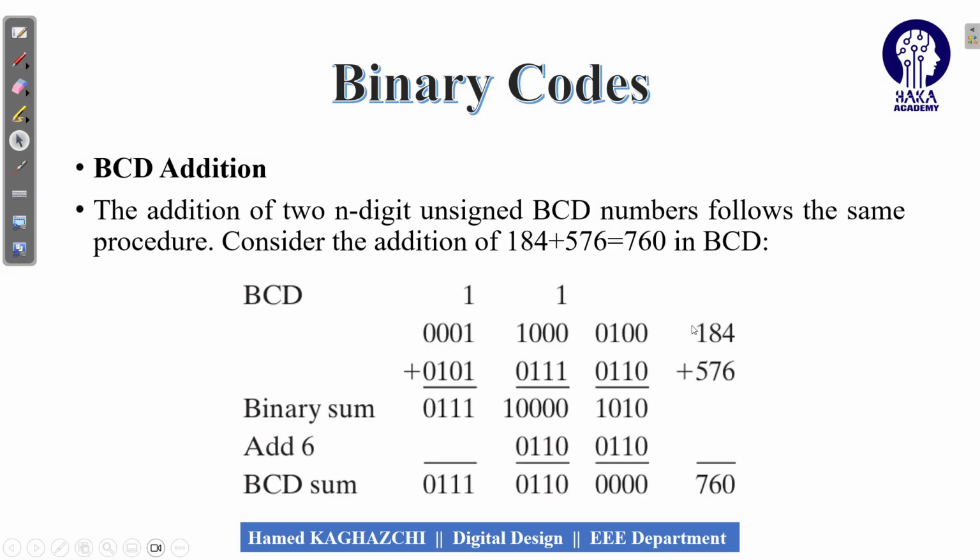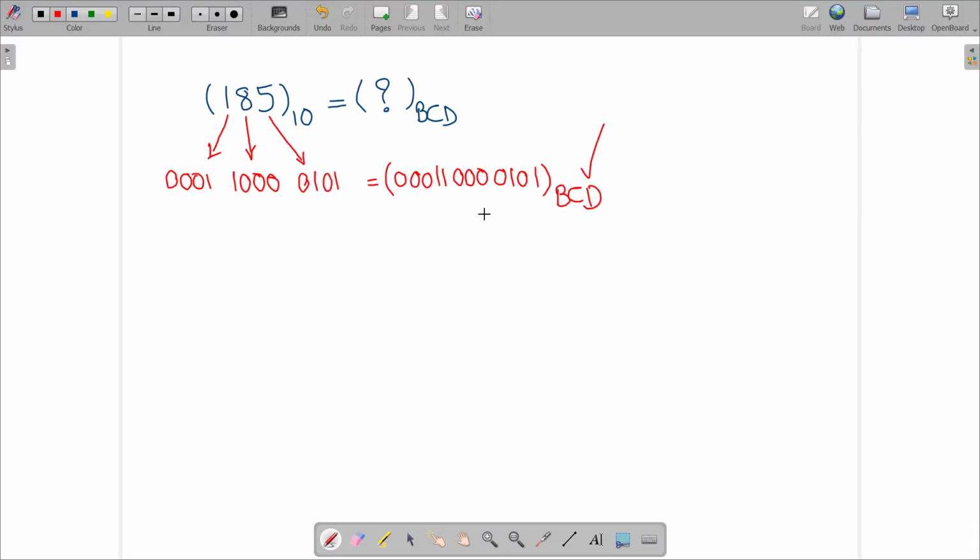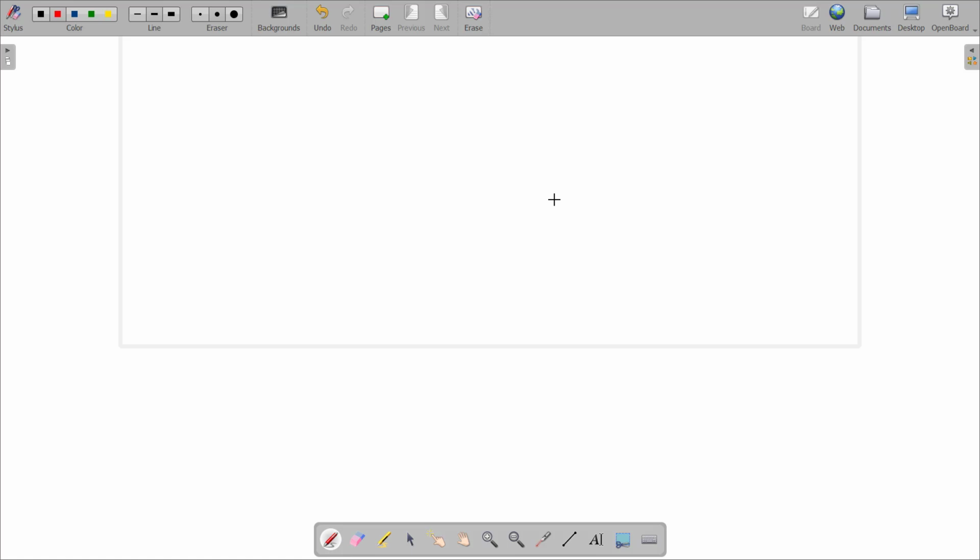Now, suppose that we have two 3-digit numbers, and we want to actually add these numbers together. How can we do it? Listen carefully. I want to explain it in detail on the whiteboard. Okay, now suppose that we have 184 and 576. Now I want to add these two numbers together, but in the BCD form.